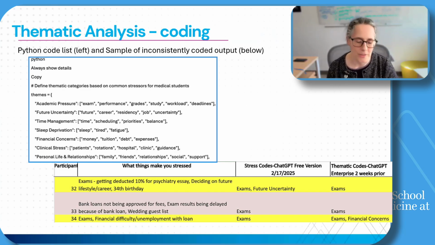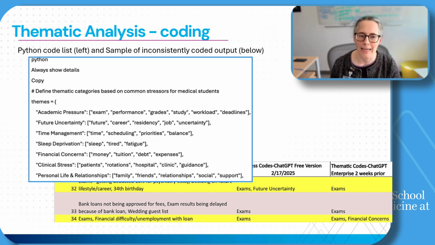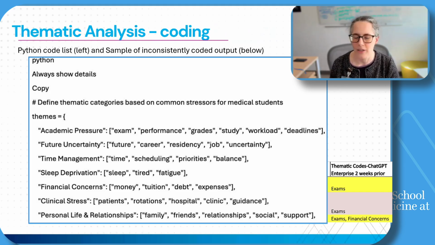These next 2 slides will show you a few examples on the thematic analysis end. And if anybody is interested in that, I think we could have a separate conversation later. At the top left, you see the Python code list, where I had asked it to show me its themes and the codes. It came up with themes like academic pressure, and applied codes like exams, grades, workloads, deadlines, things that I think would make sense to you.